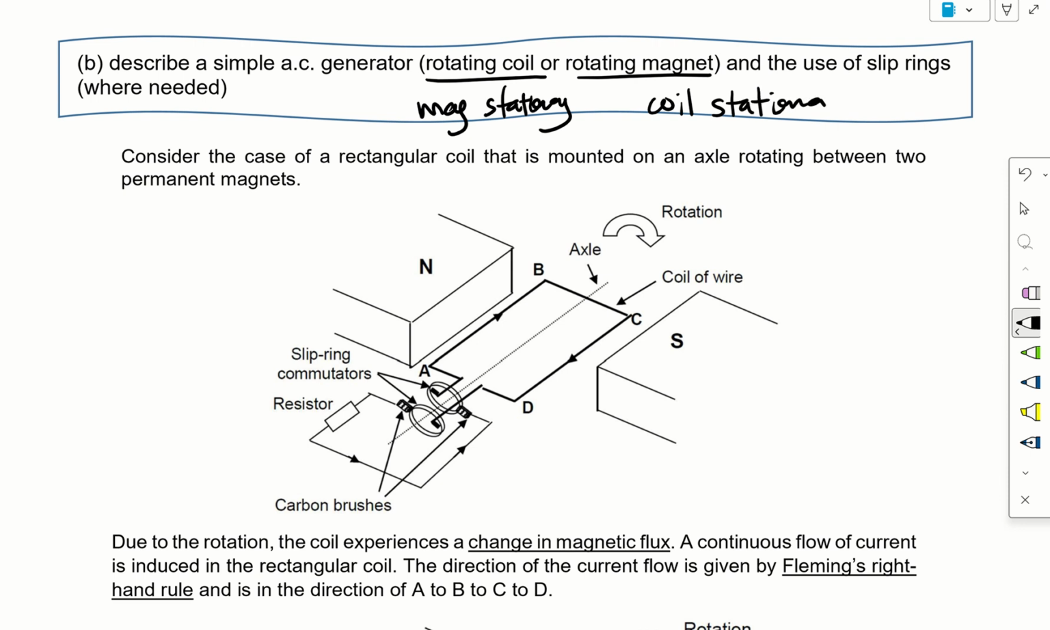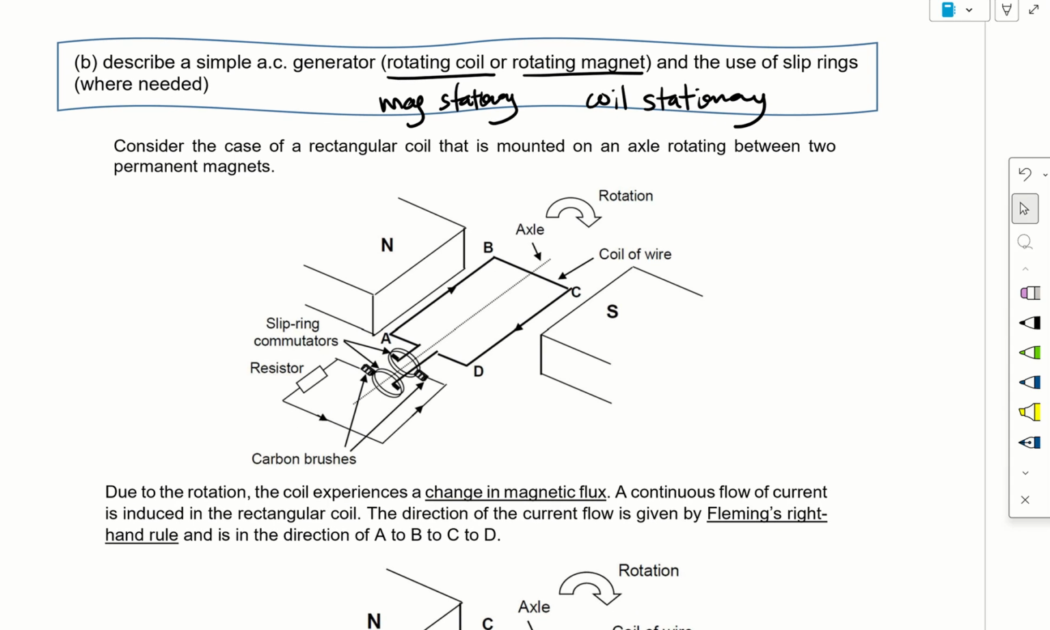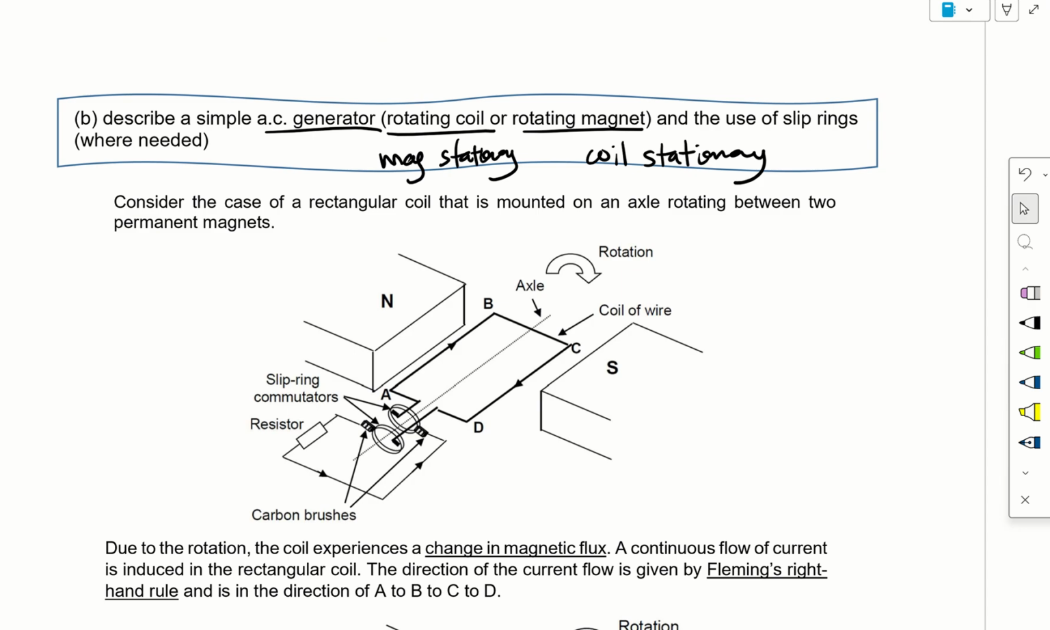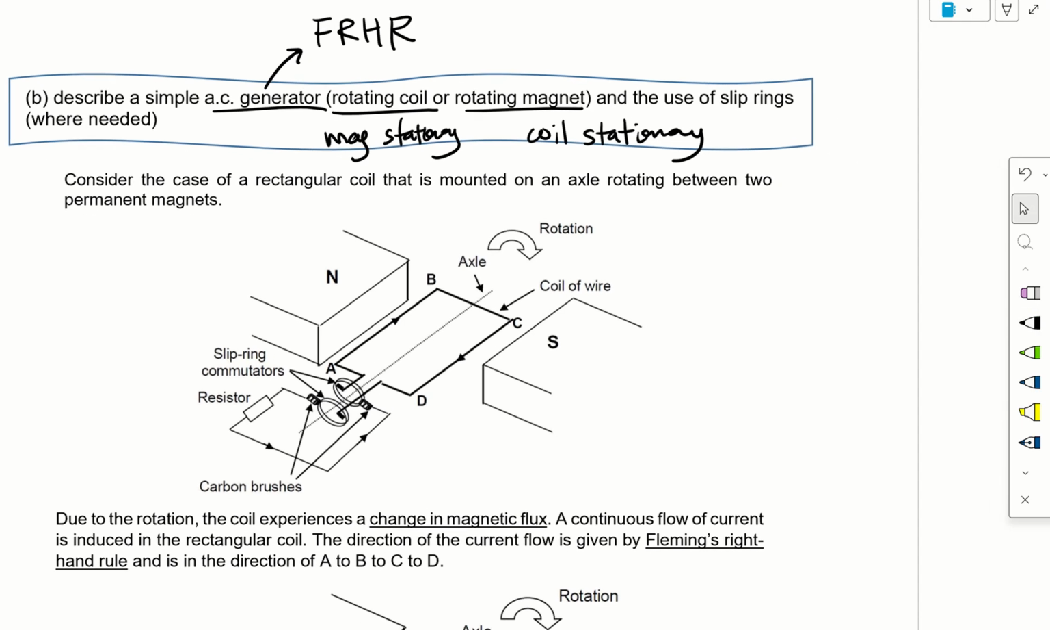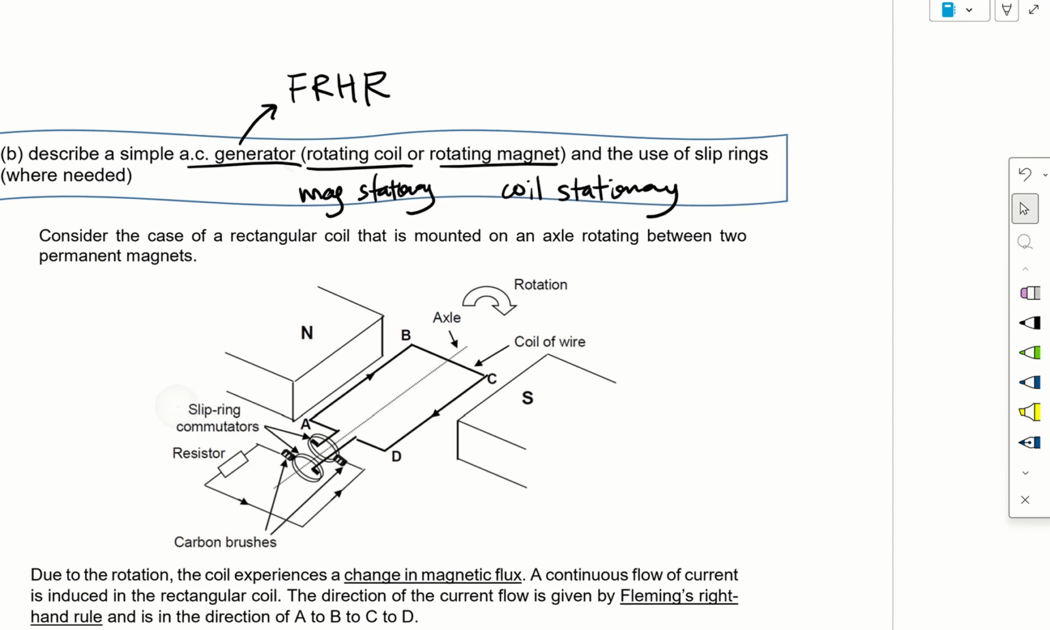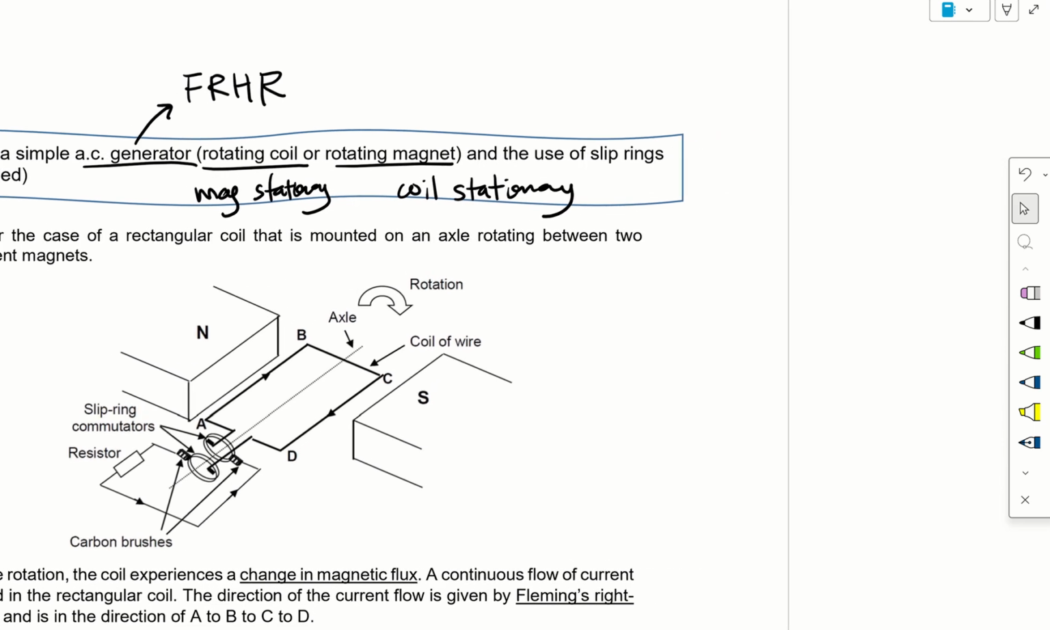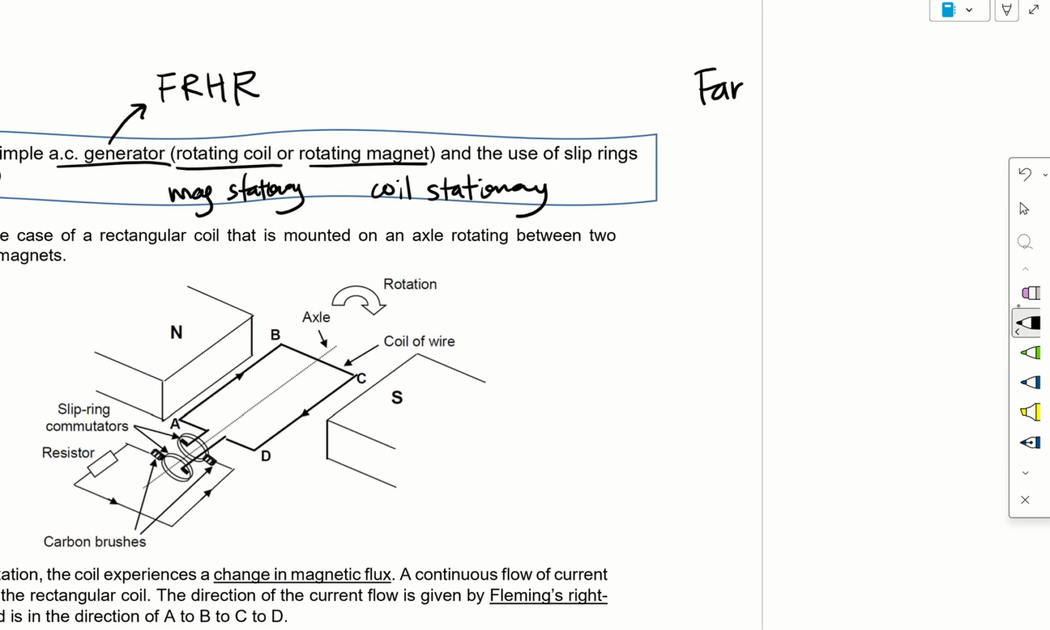Now, before we go into this AC generator, whenever you see AC generator, you must think of Fleming right hand rule. There are actually three people involved in this chapter. The first one is Faraday.